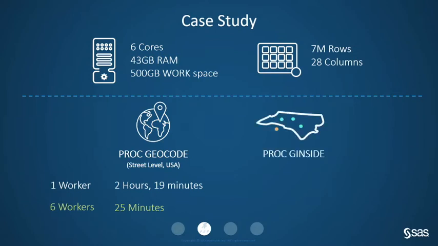After we did that, we needed to do something called proc ginside. Proc ginside is another pretty intensive operation, depending upon your data, that takes a look at polygons and finds out if points lie inside or outside the polygon. We had 2 million polygons we needed to match all of these 7 million rows to. With 1 worker, it took about 18 minutes. 6 workers, it took 3 minutes.